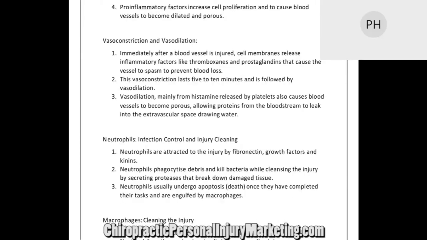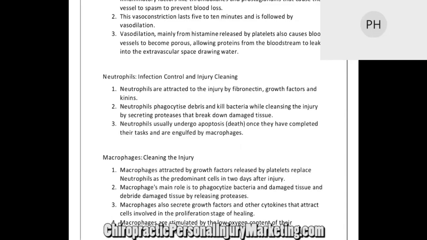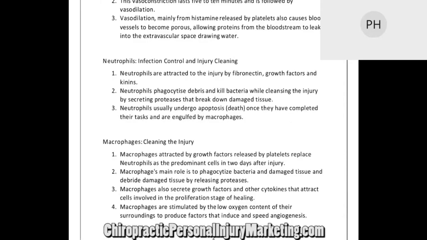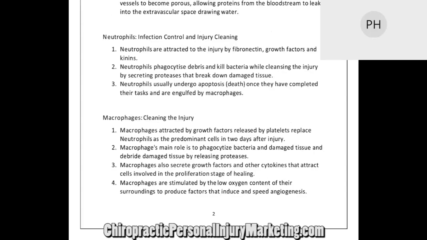All right, then we come into the neutrophils, infection control and injury cleaning. The neutrophils are attracted to the injury by fibronectin, growth factors, and kinins. Neutrophils phagocytize debris and kill bacteria while cleansing the injury and secreting proteases that break down damaged tissue. See, we're walking through the healing process here. Neutrophils usually undergo death once they have completed their task and are engulfed by macrophages. So there's your neutrophils, your white blood cells. Macrophages. Cleaning the injury, macrophages.